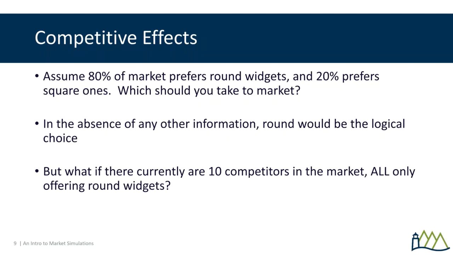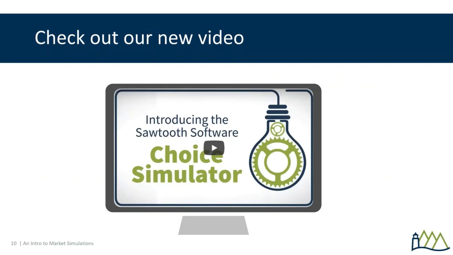Now, if you didn't have any other information other than the 80% prefer round and the 20% prefer square, round would be the logical choice, right? Because that's what people prefer. But if there are 10 competitors in the market and they're all only offering the round widgets, you would actually learn from a simulator that you could get all 20% of that share should you just create a square one. But you wouldn't be able to learn that by just looking at the averages.